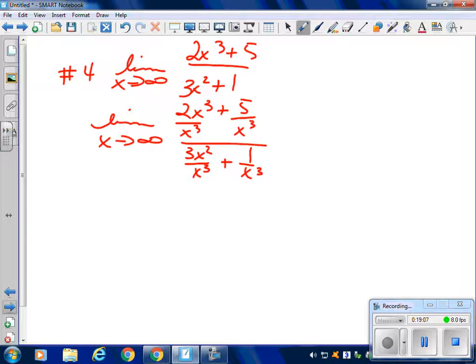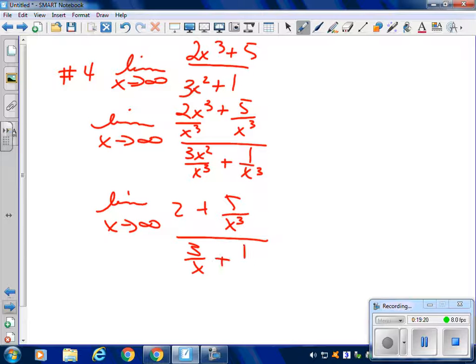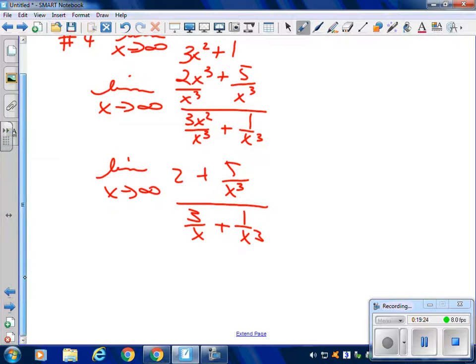then we reduce them all. So the limit as x approaches infinity of 2 plus 5 over x to the third, over 3 over x plus 1 over x to the third. Does that make sense so far? Did I write down the right stuff this time? Okay. So now we're going to put the limit on each one.